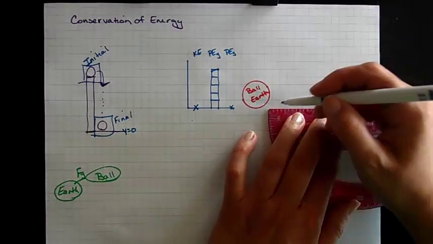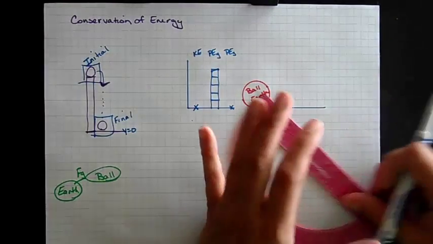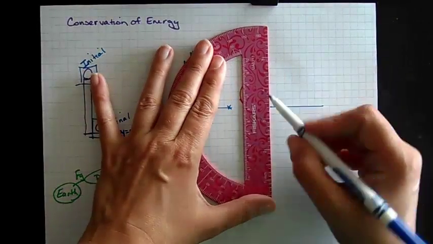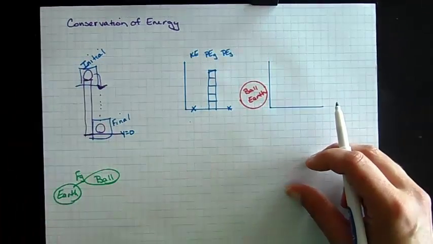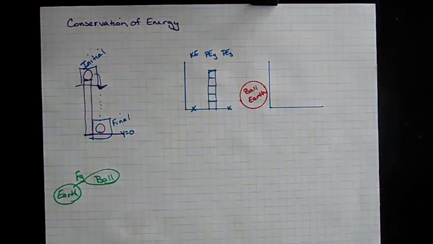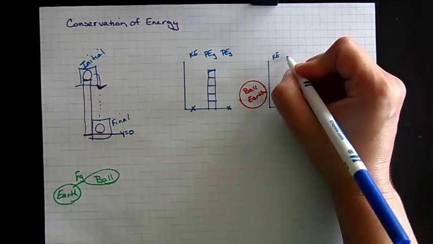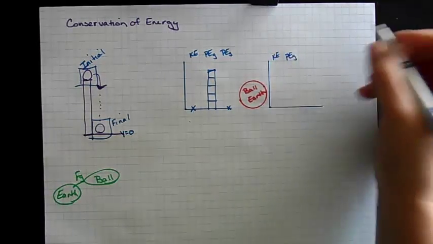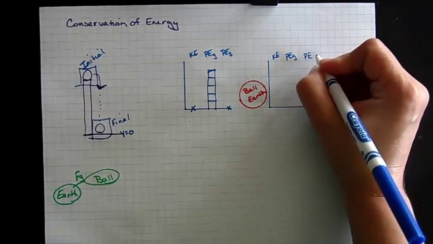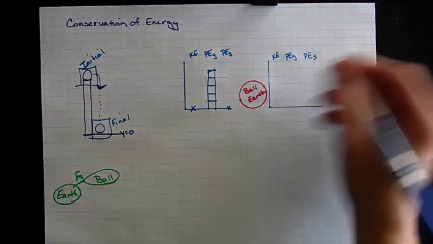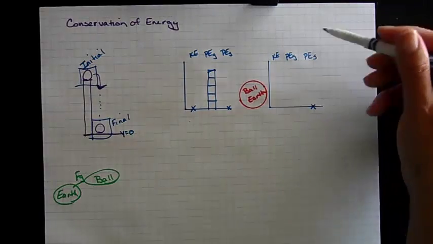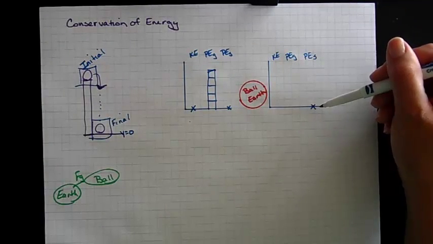All right, now we're going to draw another little bar graph over here on the other side to represent those final conditions. So the same thing, we have our kinetic energy here, we have our gravitational potential energy, and we have our spring potential energy. There's still no spring. We don't even really need to worry about that. Okay, so there's still no spring energy.